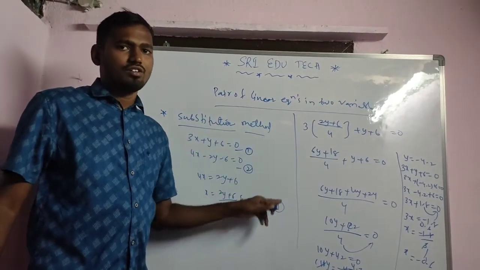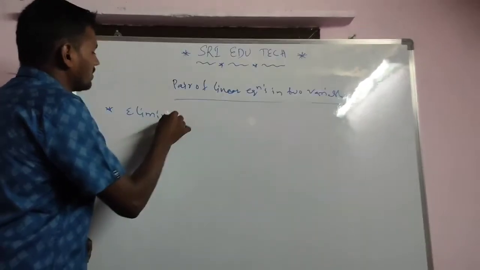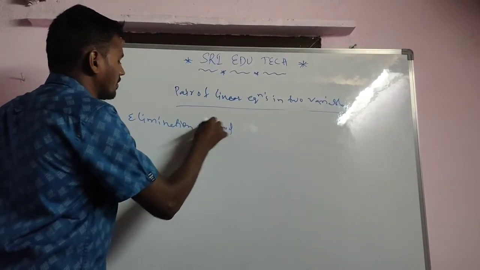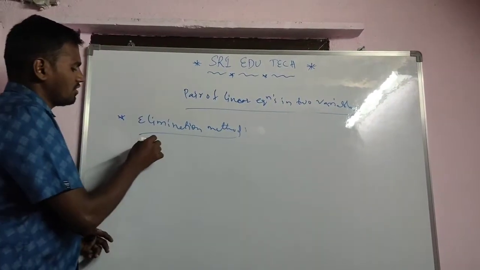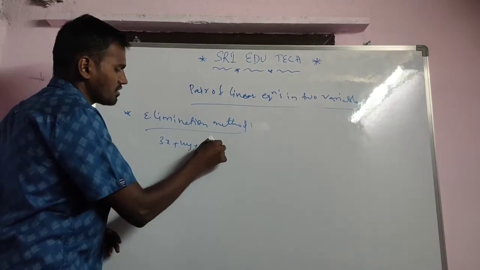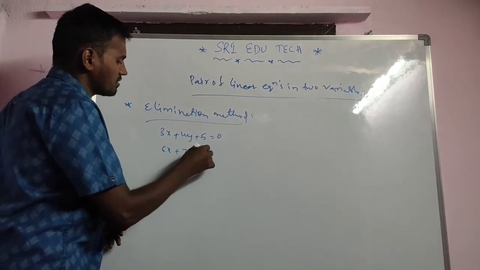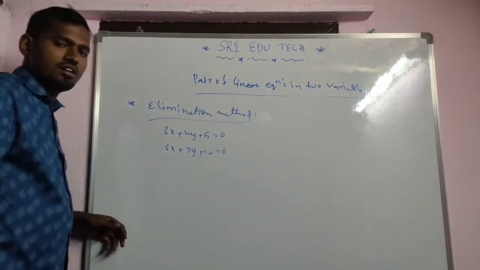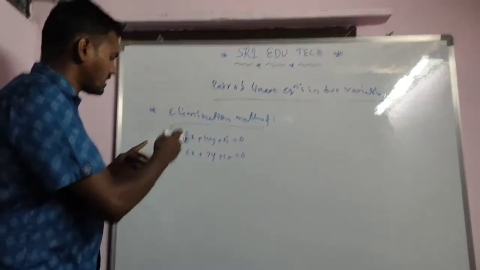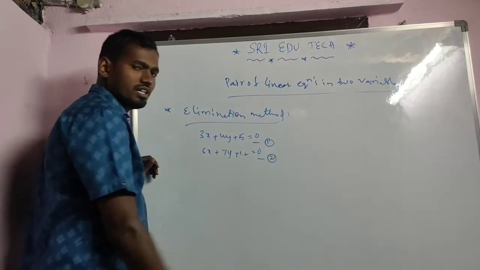Got it, all of you? Okay. Next, elimination method. See, 3x plus 4y plus 5 is equal to 0. Then 6x plus 7y plus 12 is equal to 0. By using the elimination method, solve this problem. This is equation number 1, this is equation number 2.